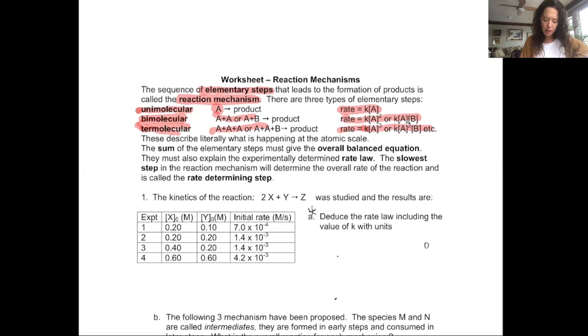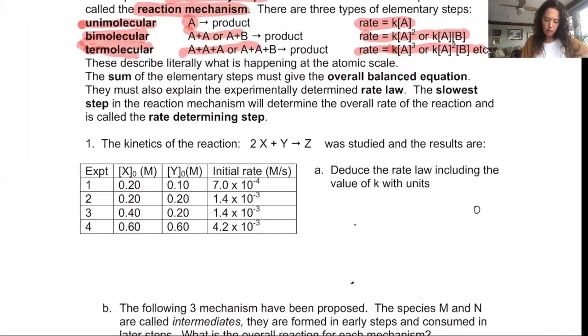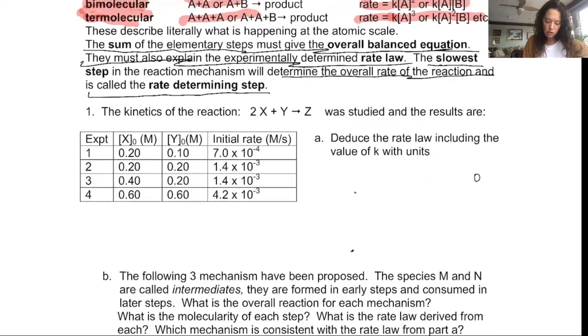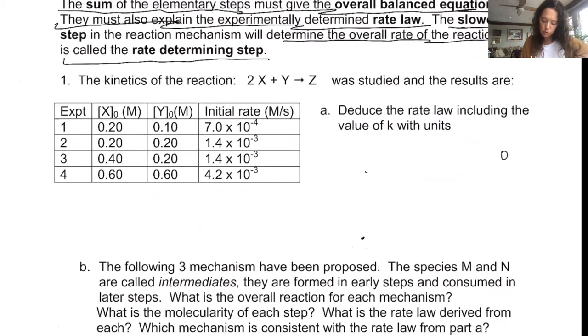So what we have here is the kinetics. The slowest step will determine the overall rate of the reaction and is called the rate determining step. The sum of the elementary steps must give the overall balanced equation. They must also explain the experimentally determined rate law. The kinetics of the reaction 2X plus Y yields Z was studied, and the results are as follows. Deduce the rate law, including the value of k with units.